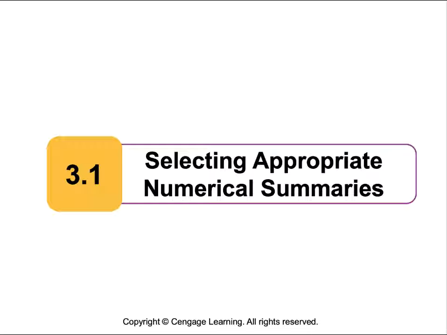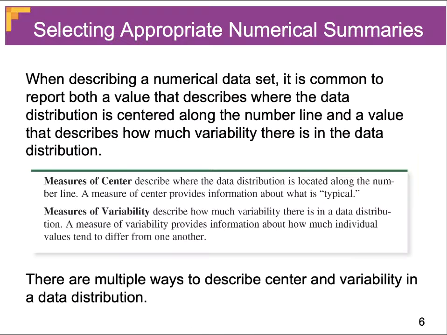We start off Chapter 3 by looking at how we select the appropriate numerical summaries. When describing these numerical data sets, we usually will report both a value that describes the center along with a value that describes how much variability or spread there is. So we're going to have measures of center and measures of variability in this chapter.